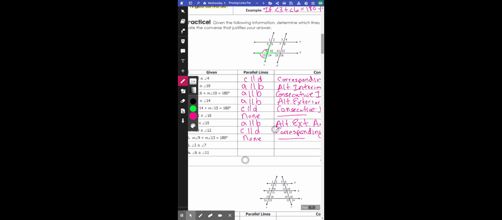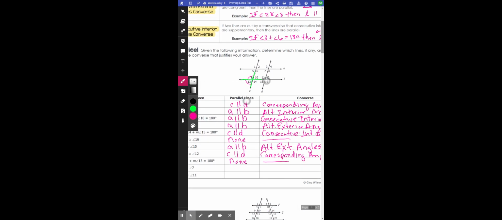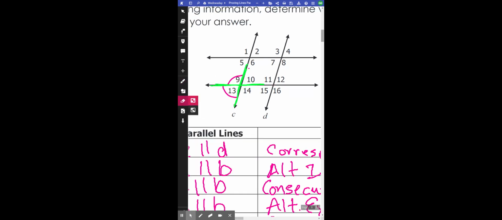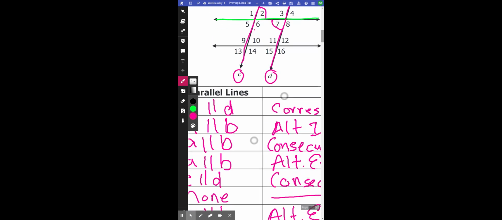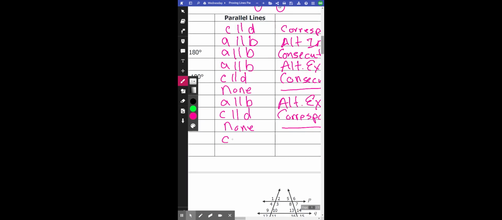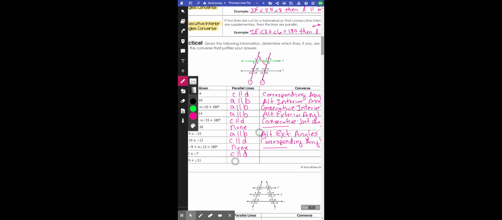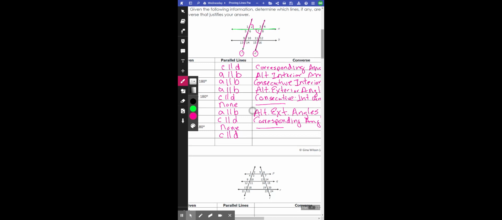Let's move to our last two. We have angle 2 and angle 7. Let's zoom in. We have angle 2, angle 7. Okay, so they touch this one in common. Angle 2 is connected to C, angle 7 is connected to D. So we do have parallel lines. We have C is parallel to D. And they are parallel because those are alternating interior angles.